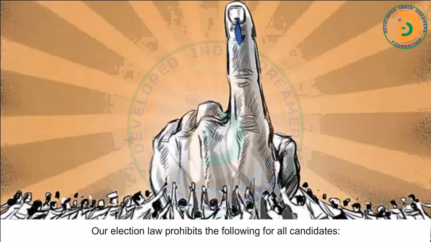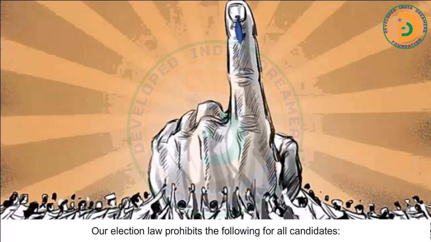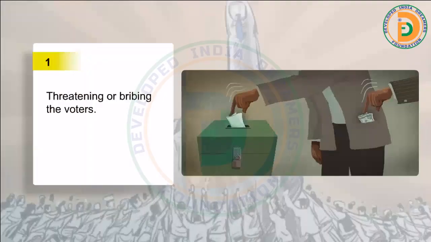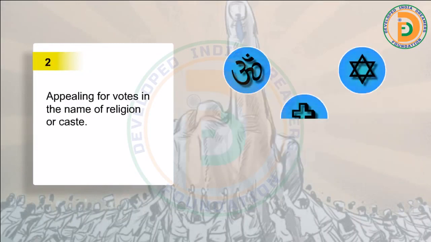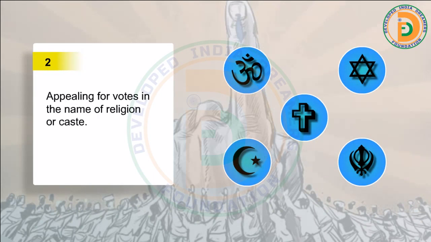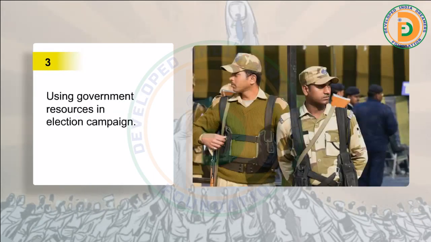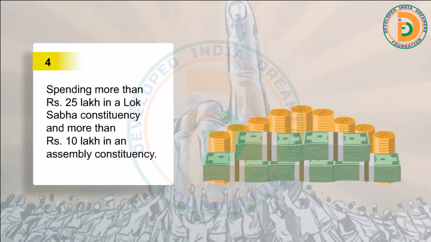They make promises on sensitive issues like education, employment, corruption, etc. Our election law prohibits the following for all candidates: threatening or bribing the voters, appealing for votes in the name of religion or caste, using government resources in election campaign, spending more than 25 lakhs in a Lok Sabha constituency and more than 10 lakh in an assembly constituency.